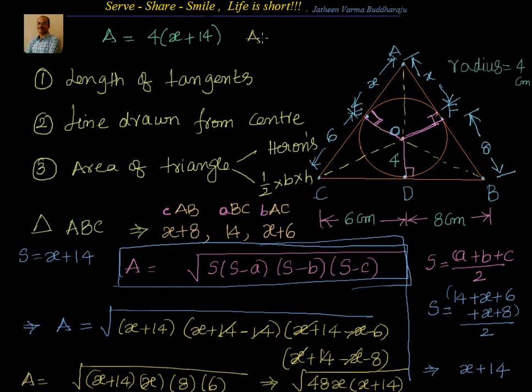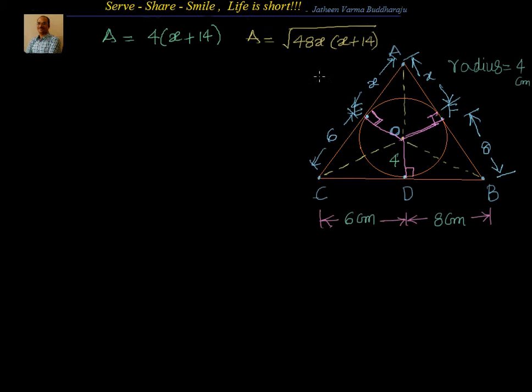So the other way, the area we found is square root of 48x into x plus 14. This is the area we obtained by using Heron's formula. The next step will be equating both these areas and finding the value of x. Let's equate both the areas.